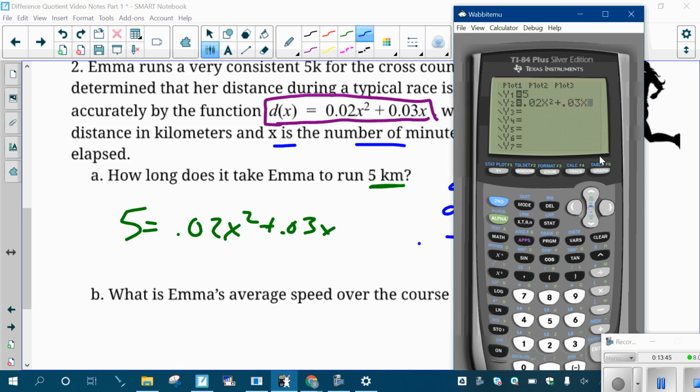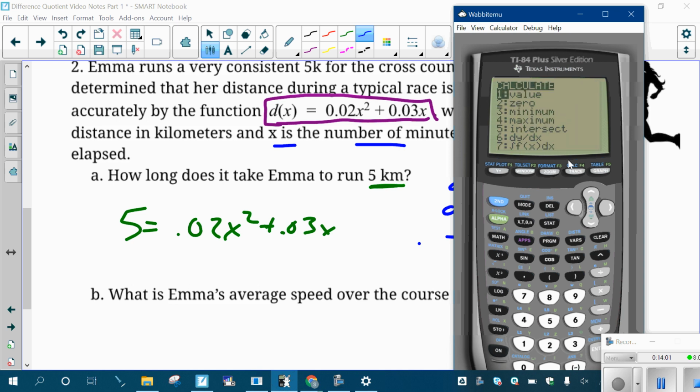I'm going to graph them and figure out where they intersect. My calculator's in a weird window. Oh no, actually, never mind, I can see it. Remember, I'm trying to find a time where they intersect. I'm trying to find how long it takes her to run 5K. So I'm trying to find that thing.